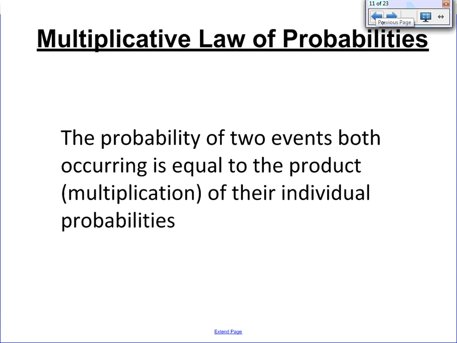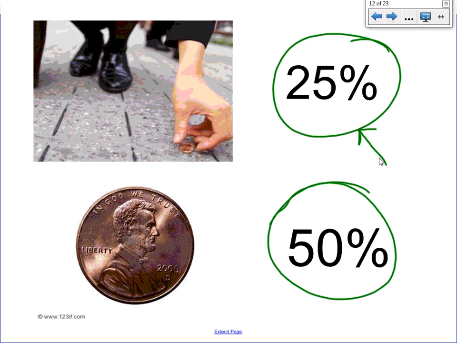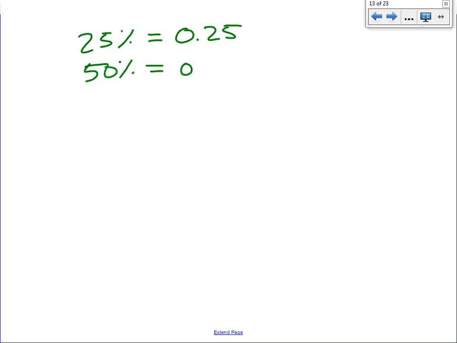According to the multiplicative law of probabilities, all I need to do is find the product of their individual probabilities. Our two probabilities were 25% to find the coin and 50% for it to land on heads. What you need to remember is 25% is equal to 0.25 in decimal form, and 50%, if we move our decimal over, is equal to 0.50. Now all you need to do is multiply the individual probabilities together.